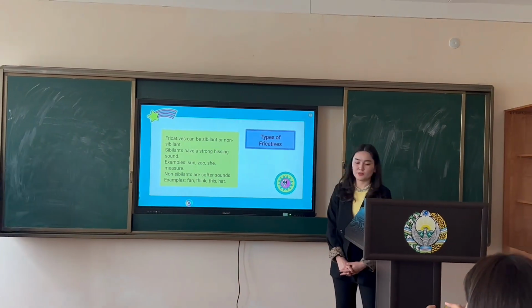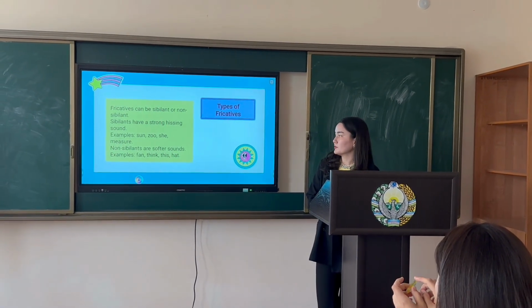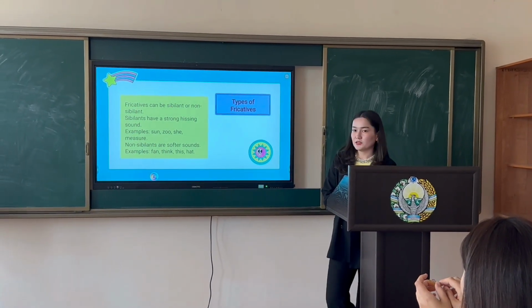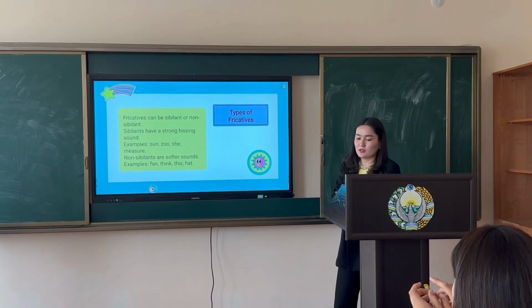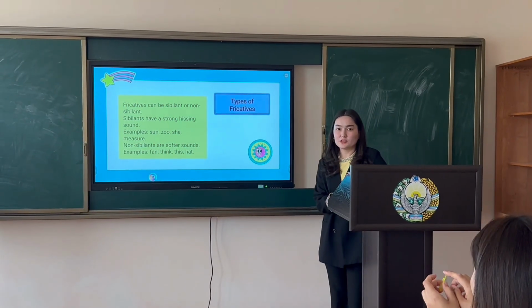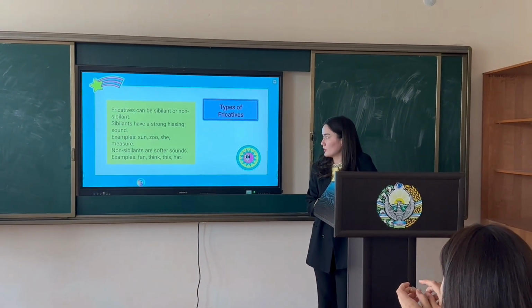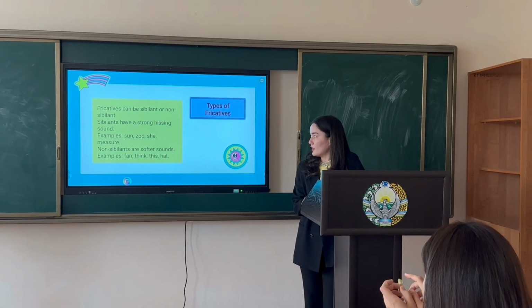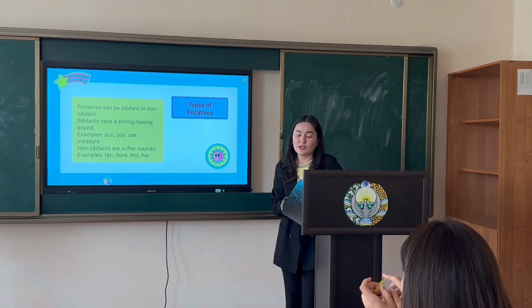Okay, types of fricatives. There are two main types of fricatives. They are sibilant and non-sibilant fricatives. Sibilant fricatives have a strong hissing sound. For example, in the words "sun" and "zoo," the S and the Z are sibilant fricatives.